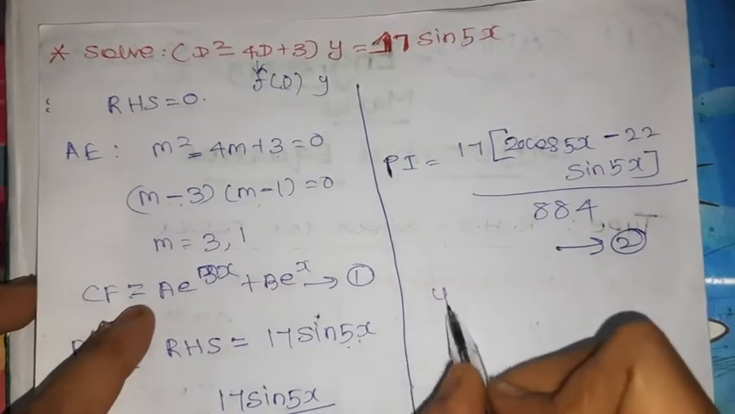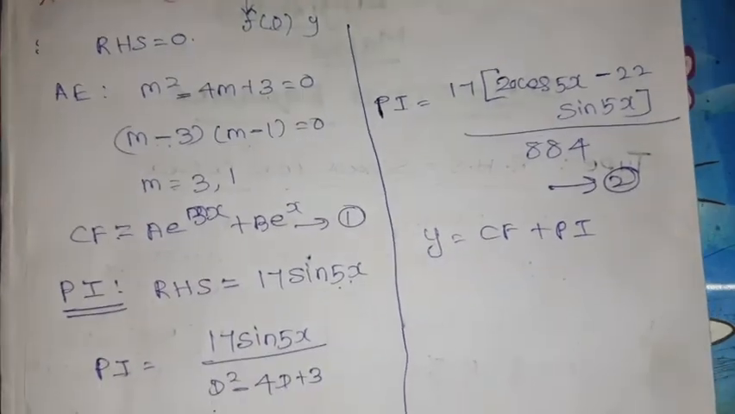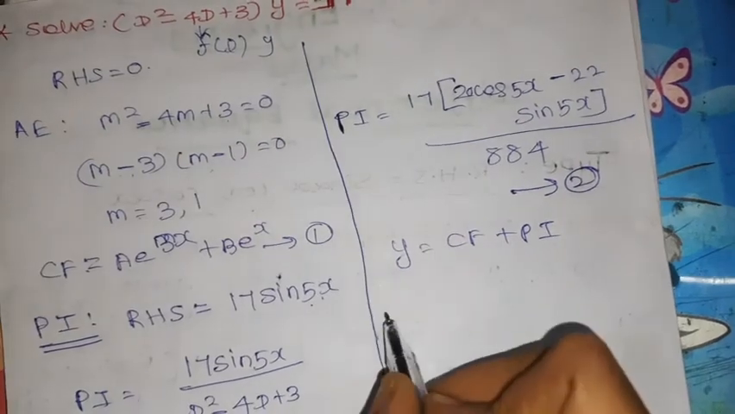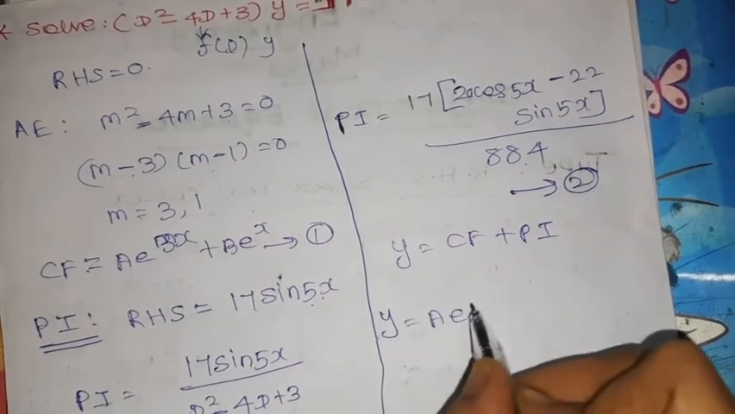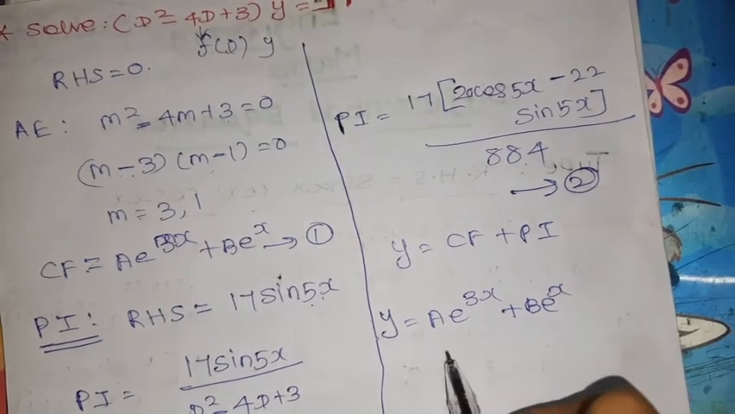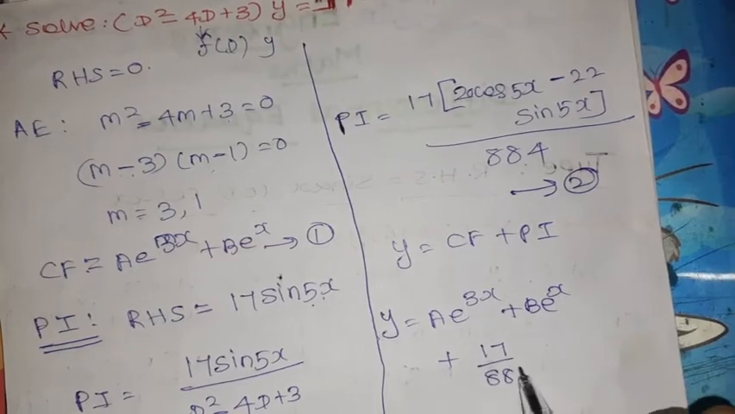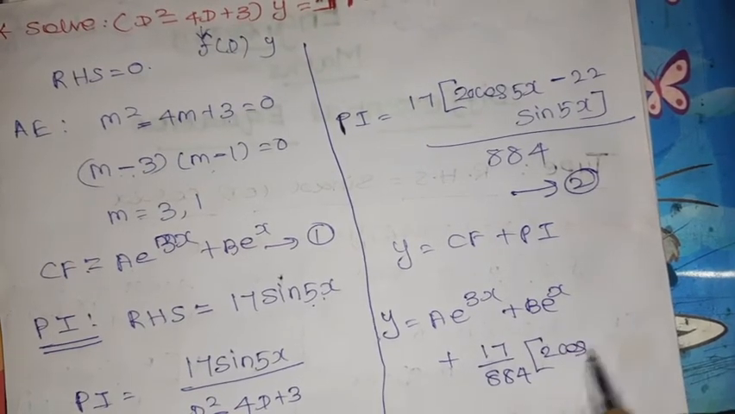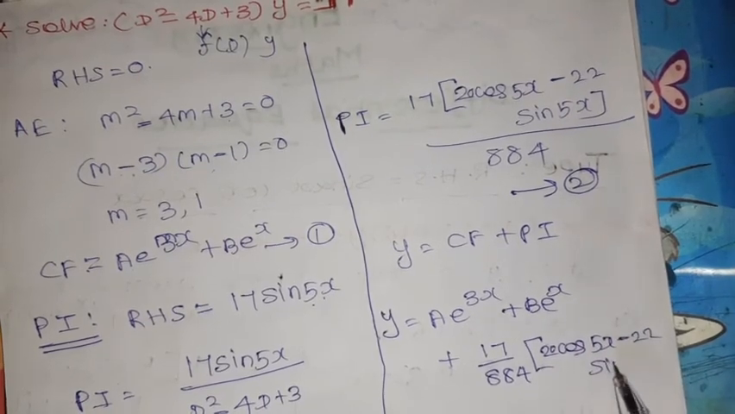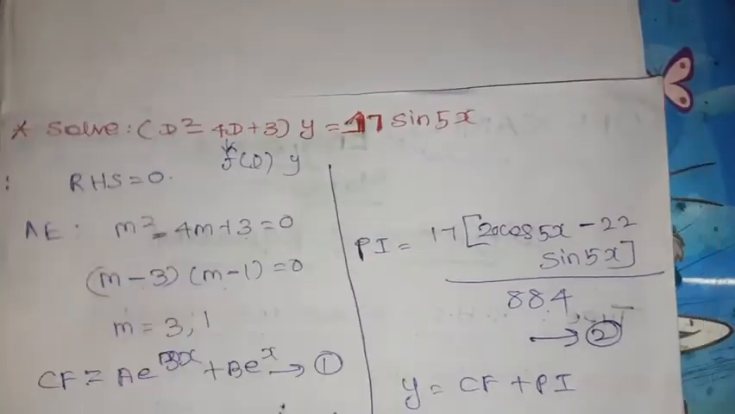Then what is the solution? CF plus PI. Y equals the complementary function plus the particular integral. By adding the two we get the solution. So y equals a e power 3x plus b e power x plus 17 divided by 884 into 20 cos 5x minus 22 sin 5x. So this is the solution for this problem.